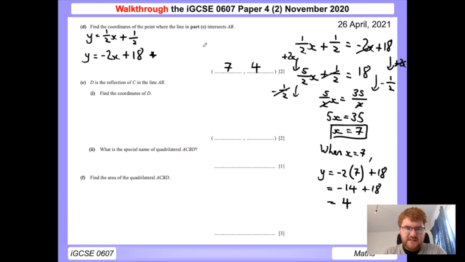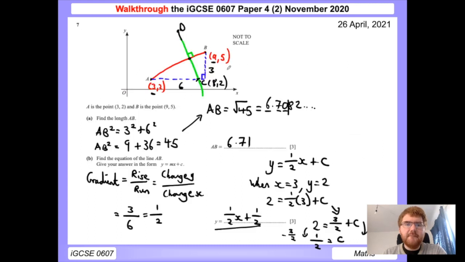Yeah, coordinates of D. Okay, the first thing that will come to mind is writing that intersection coordinate that we just worked out. So 7, 4. So this was 7, 4. And then we think to ourselves, well, this distance needs to be the same as this distance. So there's a gap of 1 between 8 and 7. So there needs to be a gap of 1 between 7 and this coordinate. Therefore, this would be equal to 6.